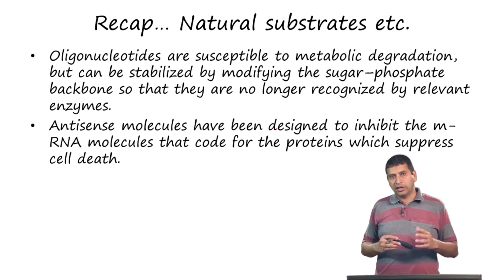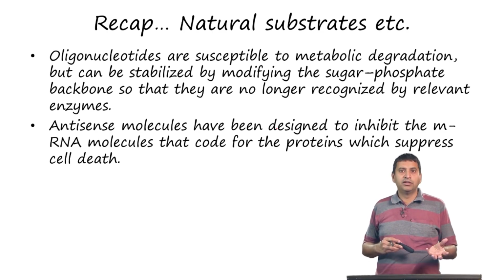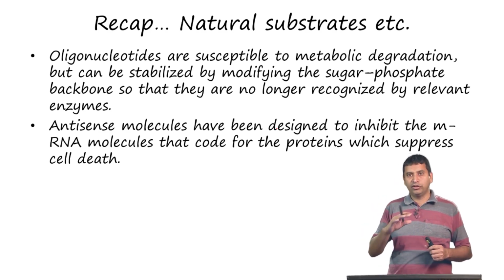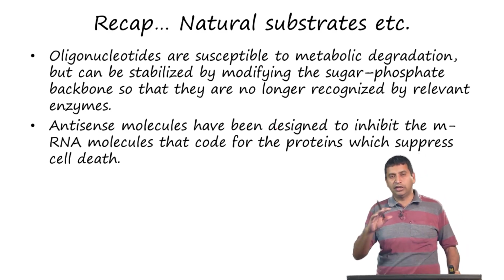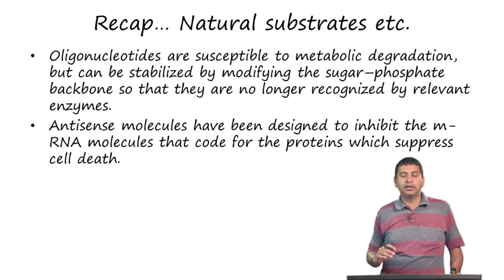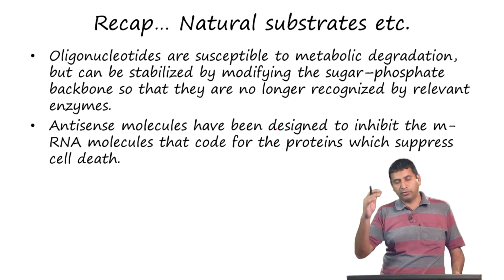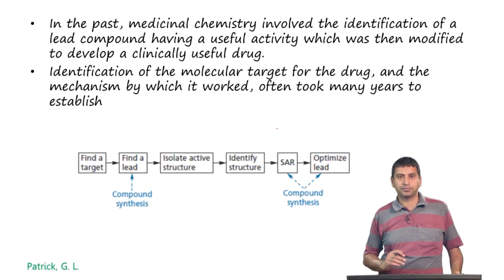Oligonucleotides are again used in the clinic, and these have problems because they are susceptible to metabolic degradation, and therefore, there are strategies that are used to modify the sugar phosphate backbone so that they do not get degraded. Antisense molecules have been designed to inhibit mRNA molecules that code for proteins and suppress cell death. So, again these are being used.